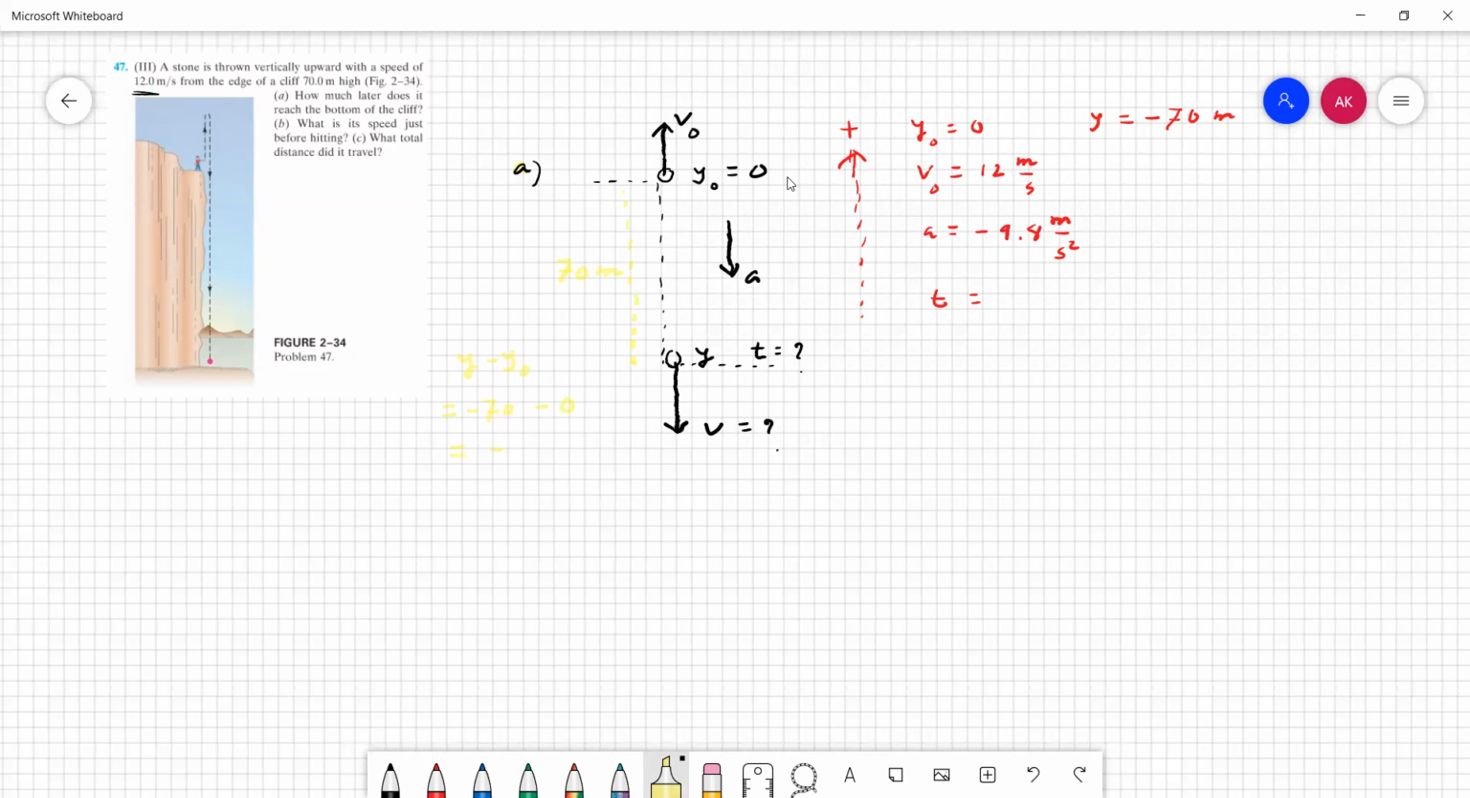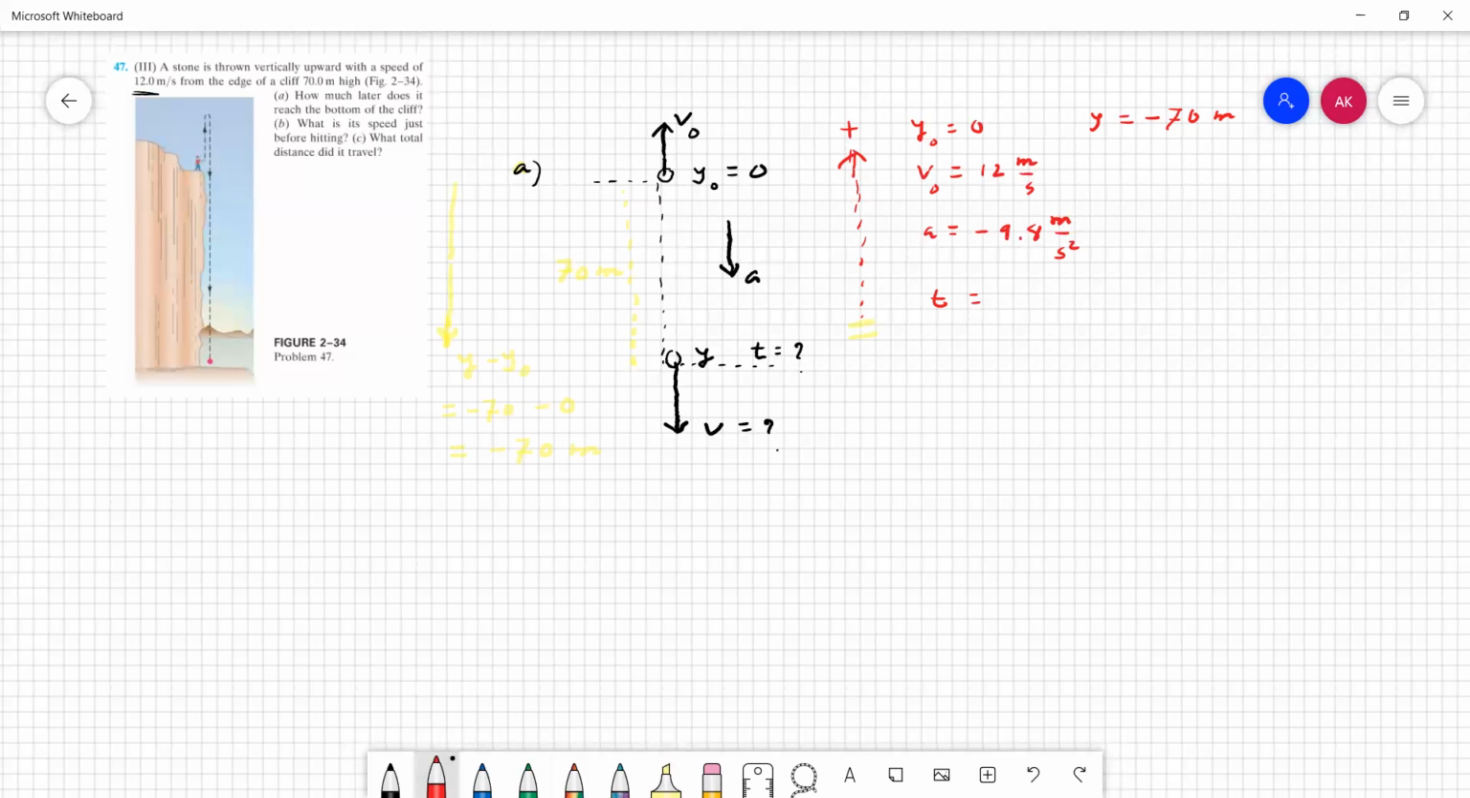Displacement is negative 70 meters. Does it make sense with our coordinate axis? What's the direction of the displacement we see for the ball? Downward. But our coordinate axis is upward. That's why we get our final position as negative 70.